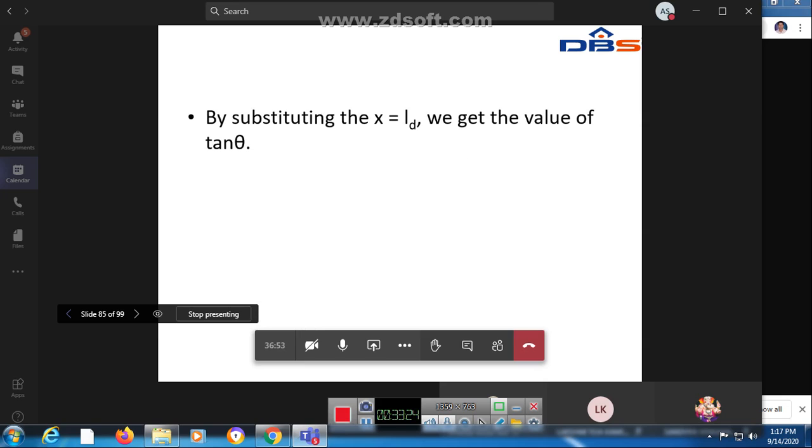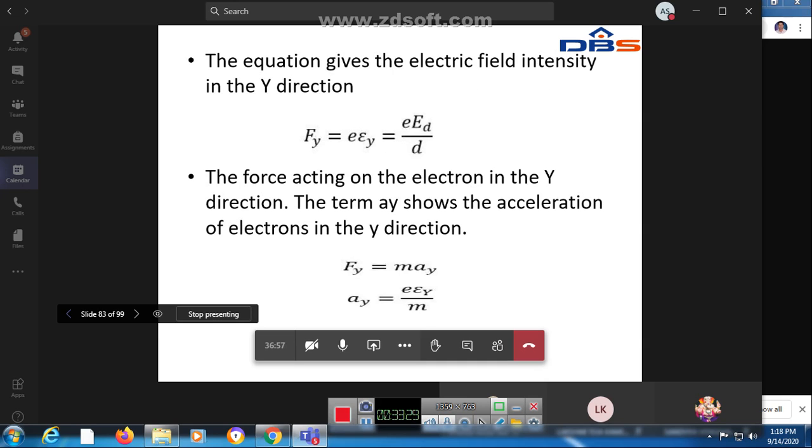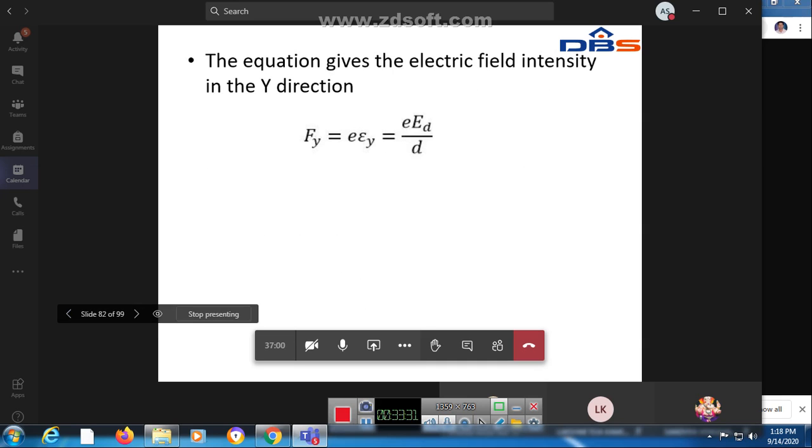So this is the operation of the CRO. The later topics we will discuss in the next class.